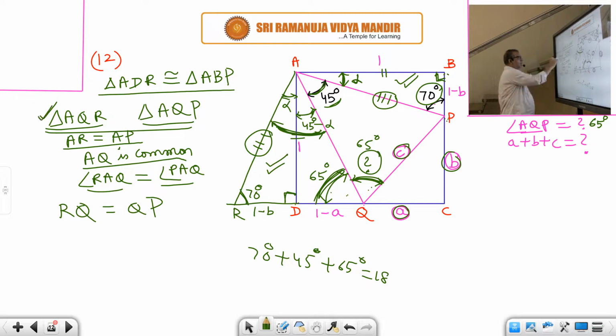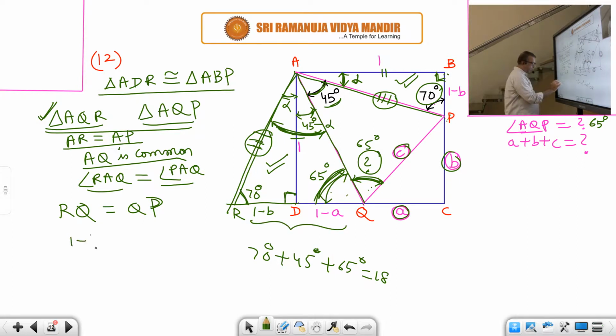Because triangle AQR and triangle AQP are congruent, AQ is the common side in between and AP is equal to AR. So the remaining sides, RQ and QP, must be equal. But RQ is what? 1 minus B plus 1 minus B, plus 1 minus B plus 1 minus A.